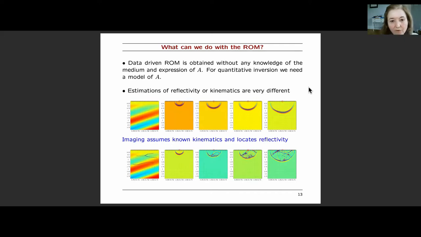Now, of course, if we want to do quantitative inversion, then we need to know what we are inverting for, and we need to have a model of A. An important thing that we have to ask is, what can we estimate using this reduced order model? One thing that I learned a long time ago from my esteemed colleague Bill Symes is that there is a very big difference between estimation of the kinematics, that is the smooth part of the wave speed, and the reflectivity, which is the rough part of the medium. And this is a picture that illustrates that.